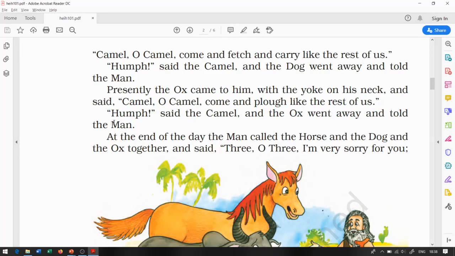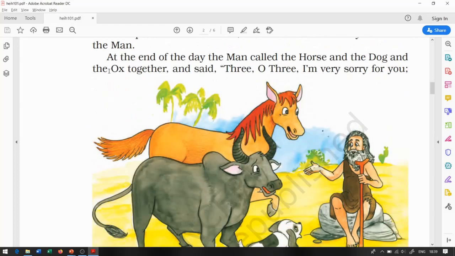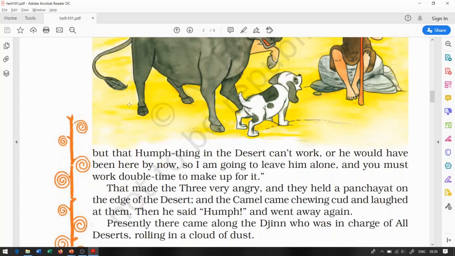So three animals came to the camel. The camel said the same thing to all three of them, and then they came back. All three of them told everything to the man. Now what did the man say? At the end of the day, the man called the horse, the dog, and the ox together and said, I'm very sorry for you, but that humph thing in the desert can't work, or he would have been here by now. So I'm going to leave him alone, and you must work double time to make up for it.